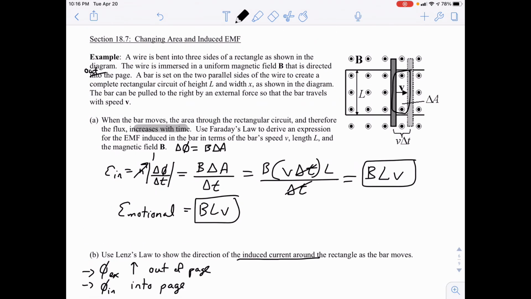So into the page means we stick our fingers into the loop, and if we do that, our thumb would naturally go in this direction here as we work our way around the loop, and you can see that is in the clockwise direction.